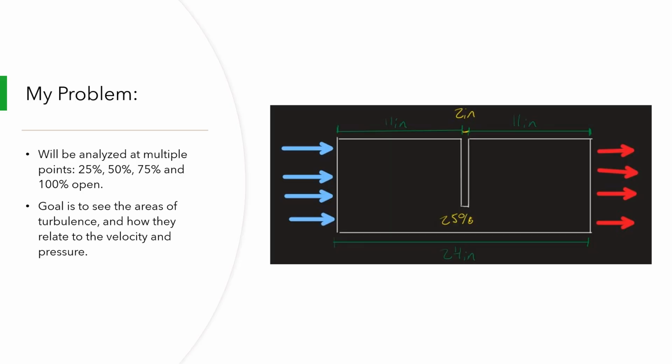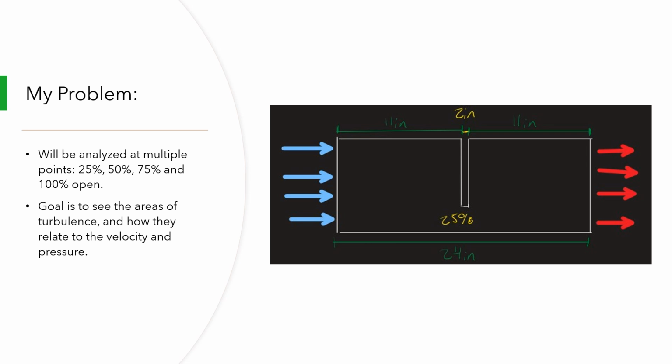So now we're going to get into the problem that I'm working with today. My problem will be analyzed at multiple points, 25%, 50%, 75%, and 100% open. One thing you'll notice in this video is I actually didn't analyze it 100% open, for the reason that 100% open is zero turbulence. It's going to have zero turbulence and it's going to have streamlined velocity. So I can say I'm analyzing it, but we know from the laws of fluid dynamics that it will be a streamlined flow because I'm not using anything like a pipe roughness or erosion to create those disturbances.